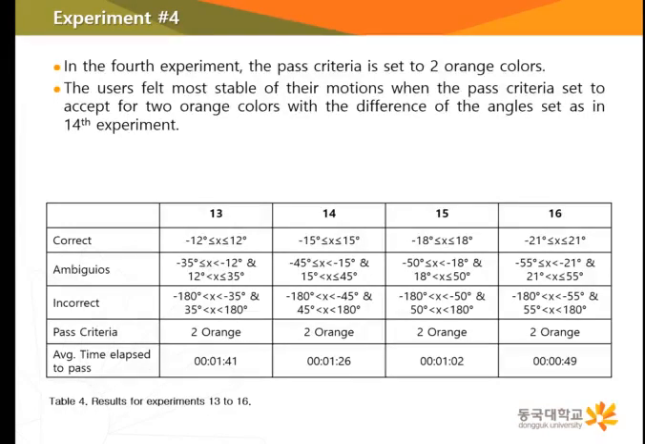And if you look at the degrees in the 14th column, the correct degree should be greater than or equal to -15, and less than or equal to 15. And ambiguous is a degree greater than or equal to -45 and less than -15, or greater than 15 and less than or equal to 45. The incorrect degree is greater than -180 and less than -45, or greater than 45 and less than 180. The pass criteria is 2 orange.